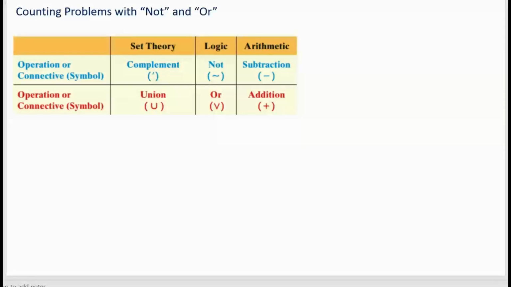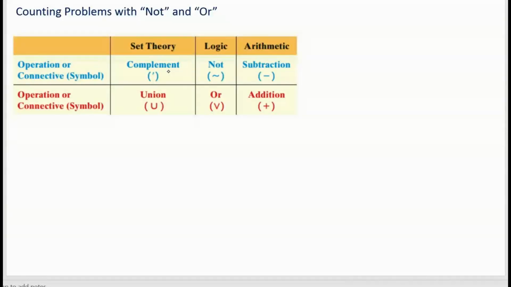But remember we talked about a complement? A complement is all the values that are in the universal set, but not in the set you're taking the complement of. Whereas in logic, we say the word "not," which means everything but that, right? And then in arithmetic, what corresponds to that is subtraction. You say A minus B, that means everything in A, not in B, right? You just subtract out B.